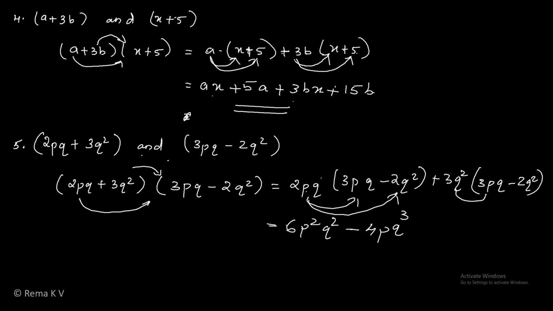Now the next is these two. Since both terms are positive, the product is also positive. 3 threes are 9. q square into pq, it is pq cube. Then the next is 3q square into 2q square. Here it is positive and this is negative, so plus into minus gives minus. 3 into 2 it is 6. q square into q square gives q raised to 4.